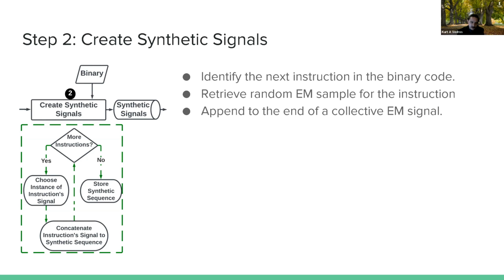This extracted electromagnetic observation is appended to the end of a collective electromagnetic signal. And this process is repeated for each instruction in the binary code to create the full electromagnetic signal for the program we are trying to synthetically generate the signal for. Using this step, we can create any number of synthetic signals that we want for a given binary code.